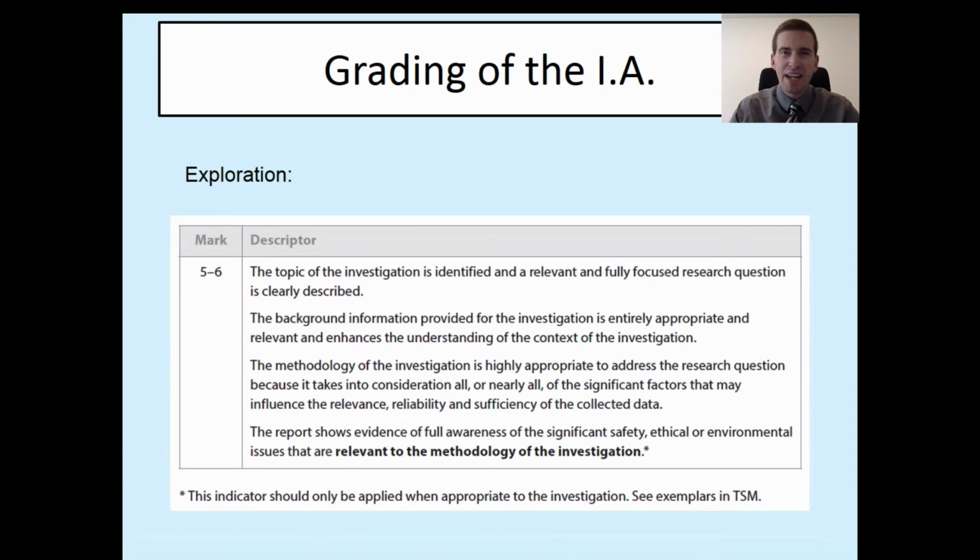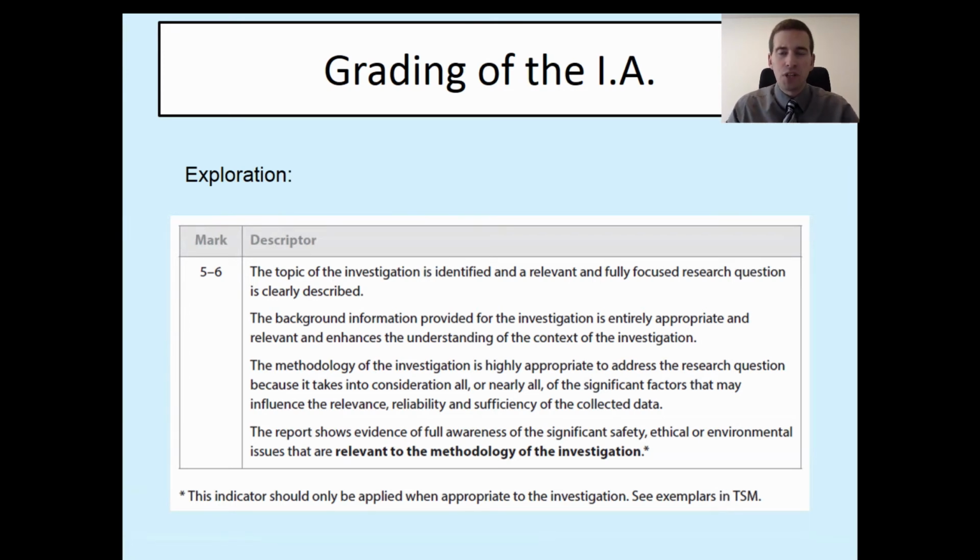The second part is exploration. Now you can see here, this involves having a relevant and fully focused research question, that your background information is relevant and enhances the understanding related to your study. This is also where your method for your experiment is graded. Okay? You need to have developed a method suitable to the investigation that allows you to draw a valid conclusion. And you also need to have included your risk assessment.